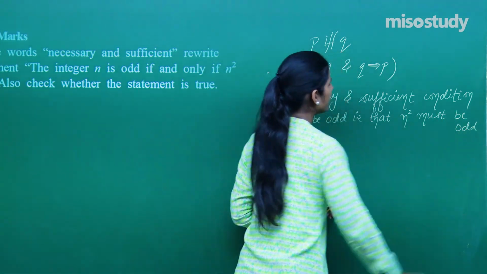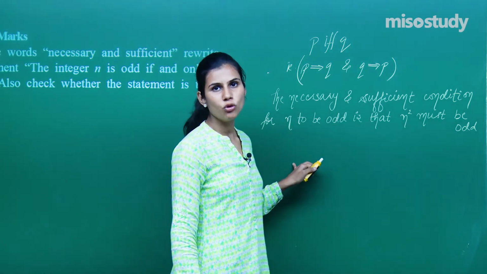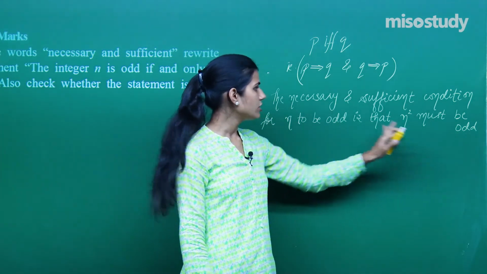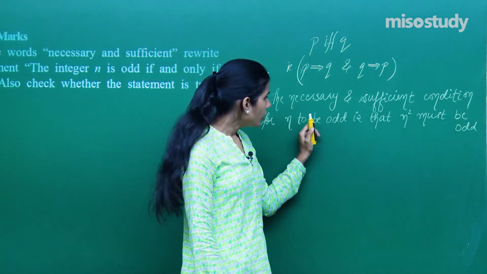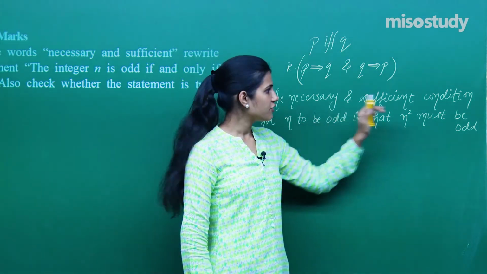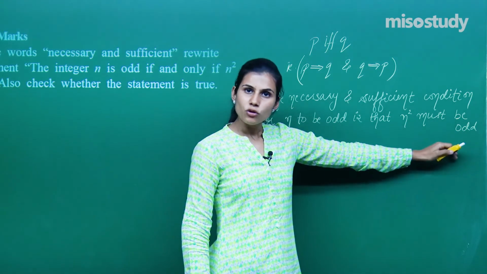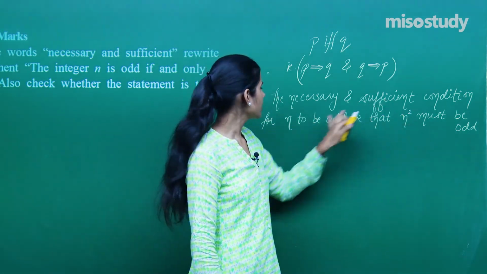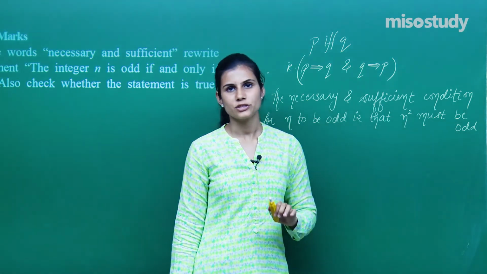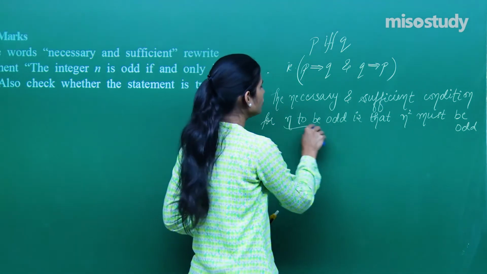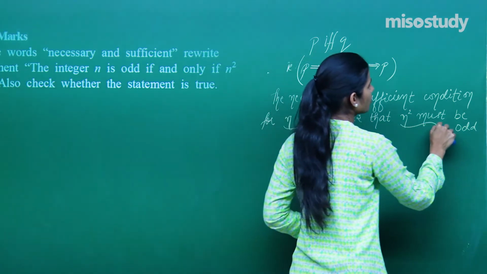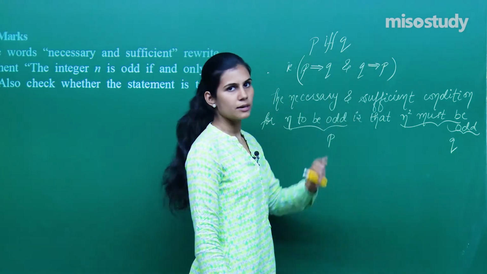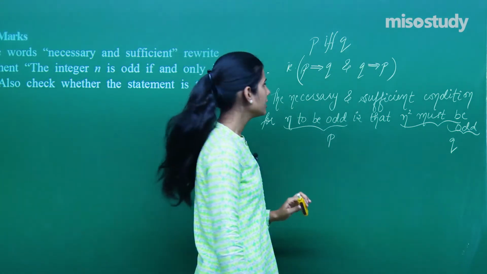I have just written that the necessary and sufficient condition for P to hold is that Q holds. Holding of P is necessary and sufficient for holding of Q, and holding of Q is necessary and sufficient for holding of P. So I have written the necessary and sufficient condition for n to be odd is that n square must be odd. I am taking n to be odd as P and n square to be odd as Q. These are my component statements for this compound statement P if and only if Q.